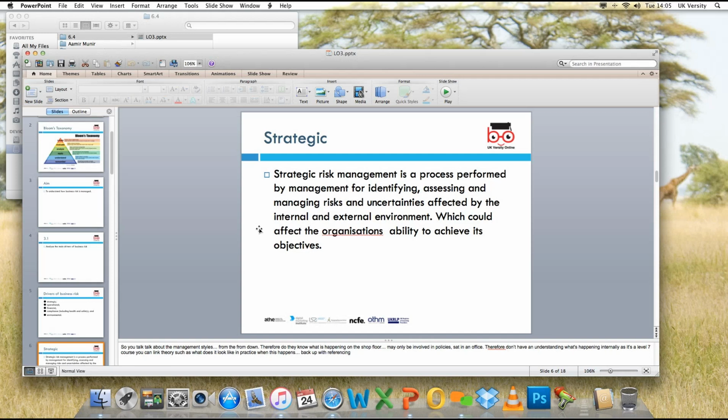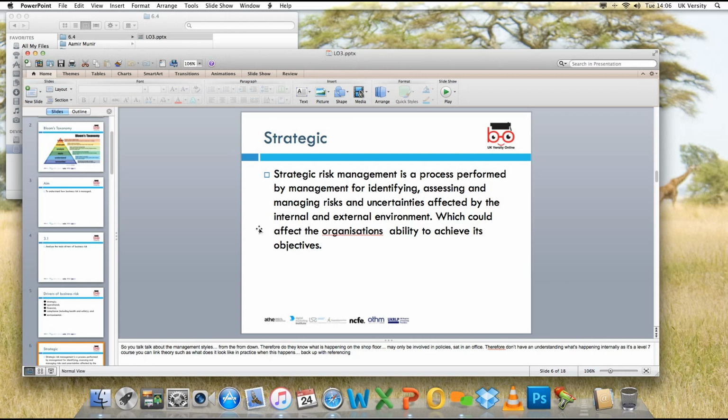So on this one, obviously you can read the slide. It's a process formed by management for identifying, assessing and managing risks and uncertainties affected by internal and external environment, which may affect the organisation's ability to achieve its objectives. So within this, you could talk about management styles, whether the management is top-down, so they don't really know what's happening on the shop floor. Are there any barriers with that? Have you identified any issues that could be placed in that domain?